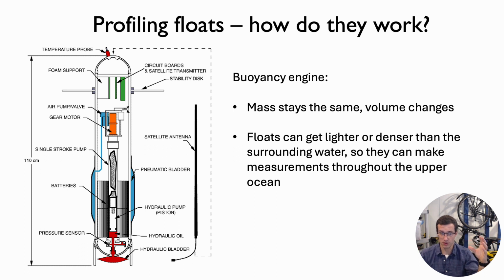And similarly, if you pump fluid from that hydraulic bladder into your pressure housing, you're decreasing your volume, and so then you're becoming denser. You're decreasing the volume, but your mass stays the same, so you become denser and you can sink down. So they use these buoyancy engines to profile up and down the water column. Gliders also use buoyancy engines, but they can steer as well. I'll talk about that in a minute.